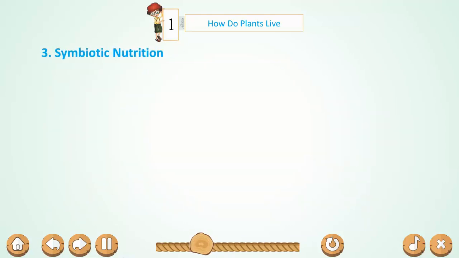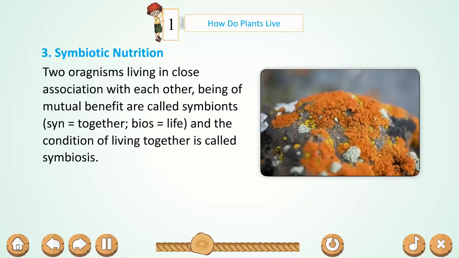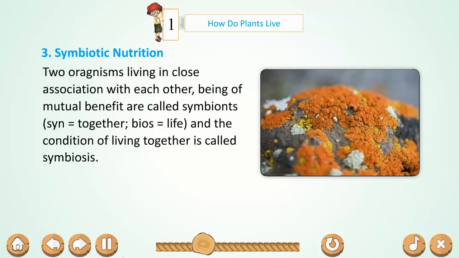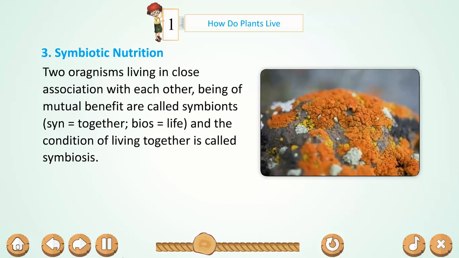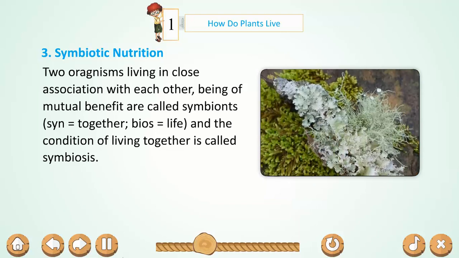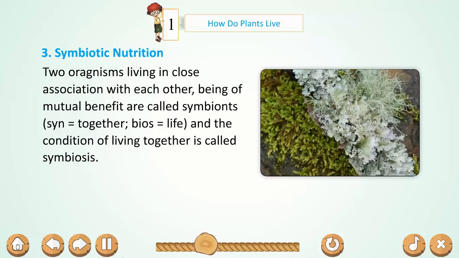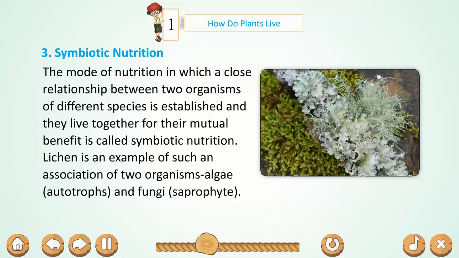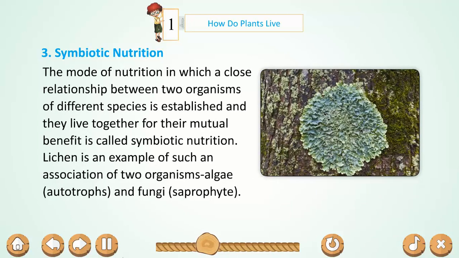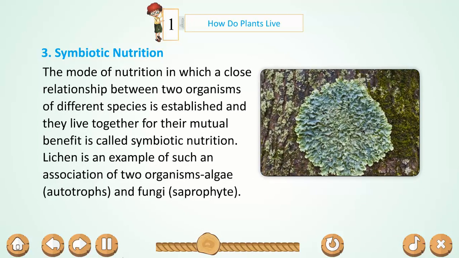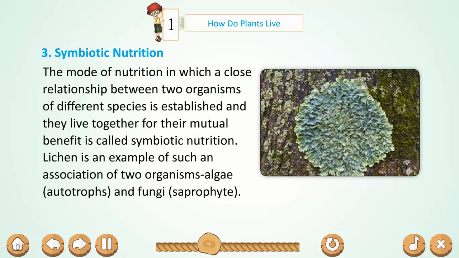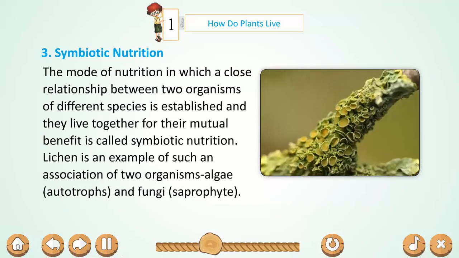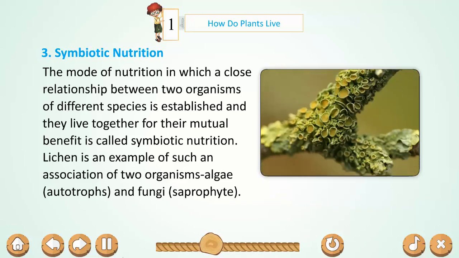Third, symbiotic nutrition. Two organisms living in close association with each other, being of mutual benefit, are called symbionts. Syn means together, bios means life. The condition of living together is called symbiosis. The mode of nutrition in which a close relationship between two organisms of different species is established and they live together for their mutual benefit is called symbiotic nutrition.